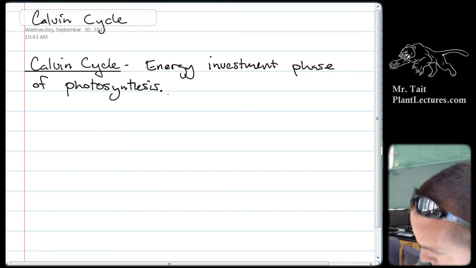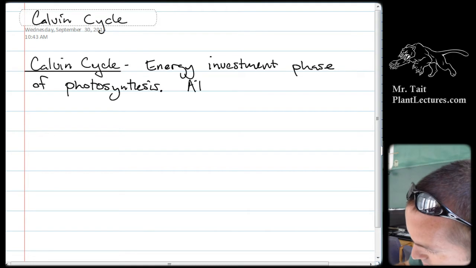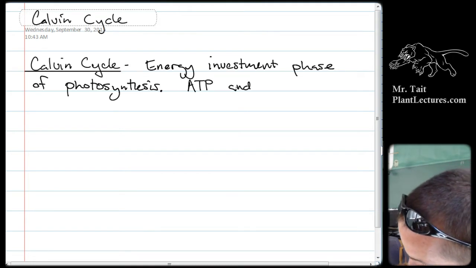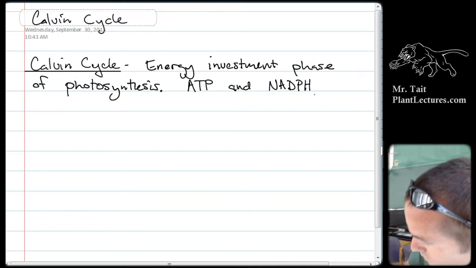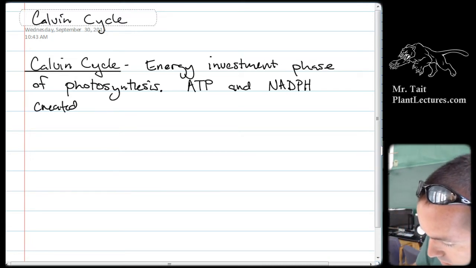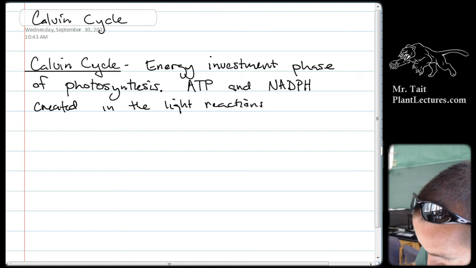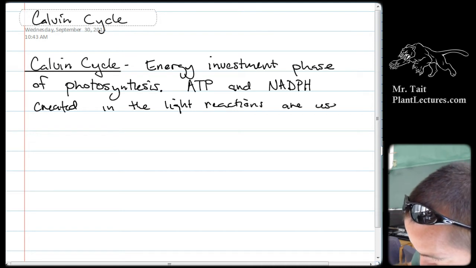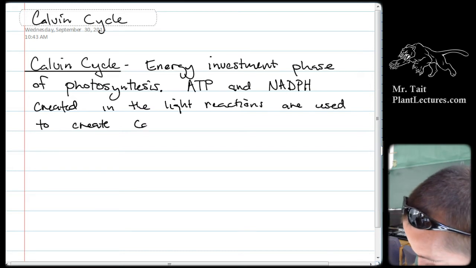So we're going to take some high energy molecules like ATP and NADPH that were created in the light reactions. They are used to create carbohydrates.